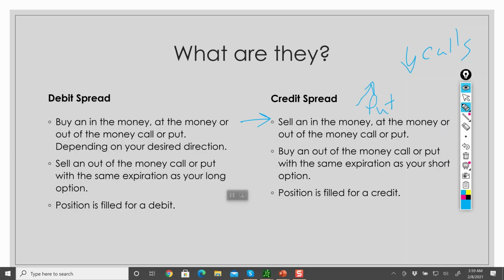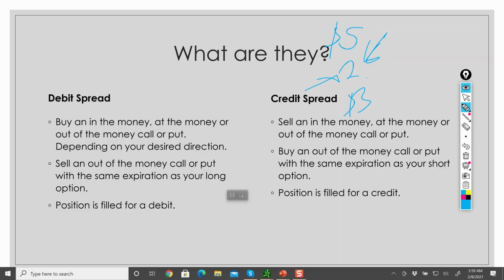So you sell an in the money, at the money, or out of the money call or put. Then you buy an out of the money call or put with the same expiration as the short option. And for this one, you're filled with a credit. So how is it a credit? In that same example, we'll say it's a $5 wide strike, right? You entered the position for $2. So in this case, your max profit is $2, and your max loss is $3, because your profits are capped by what you're paid. So in that case, it'd be the $2.